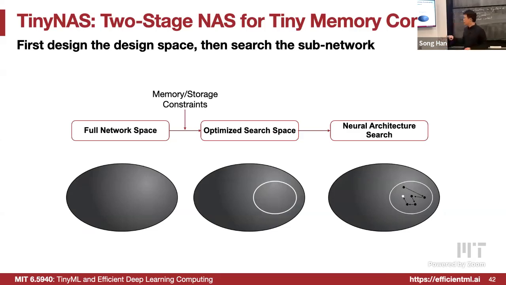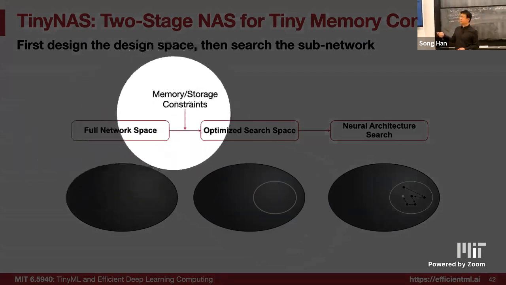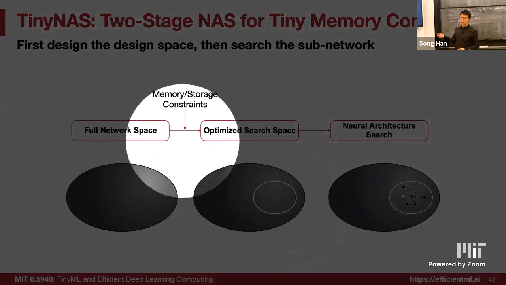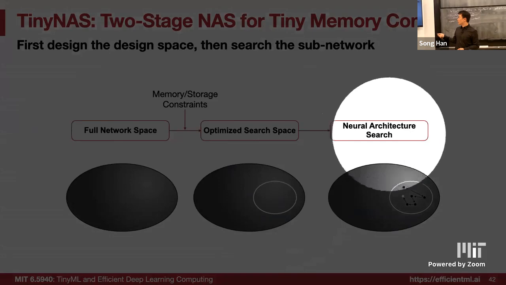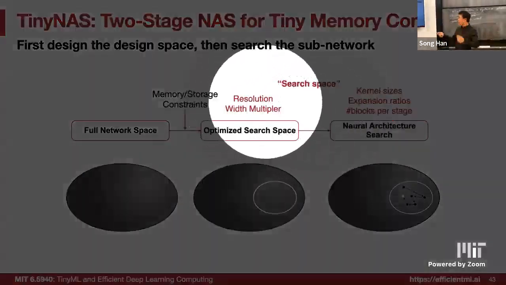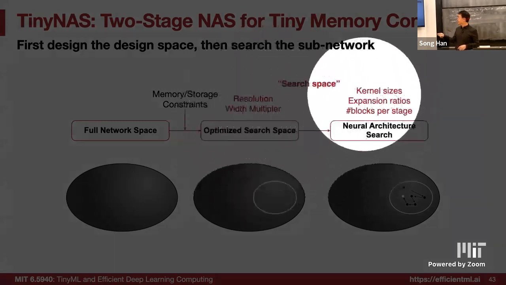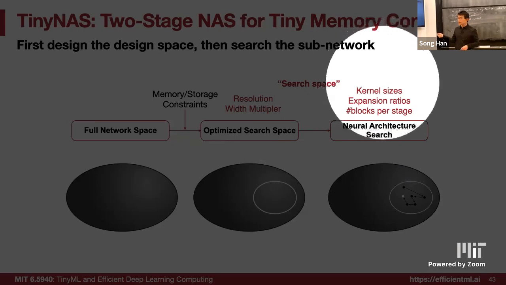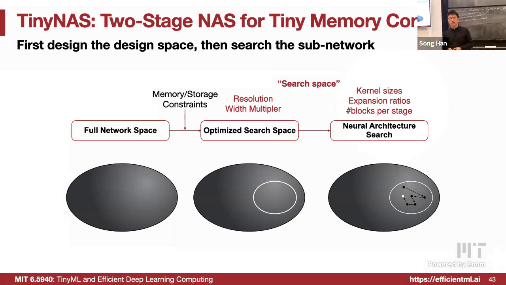So the overall structure is: given a full search space, we add our memory and storage constraints, and then produce an optimized search space, and then perform neural architecture search on top of it. The optimized search space includes 2 design knobs: the resolution and the width multiplier. After that, we narrow it down, and then we search the kernel sizes, the expansion ratios, and the number of blocks for each stage.